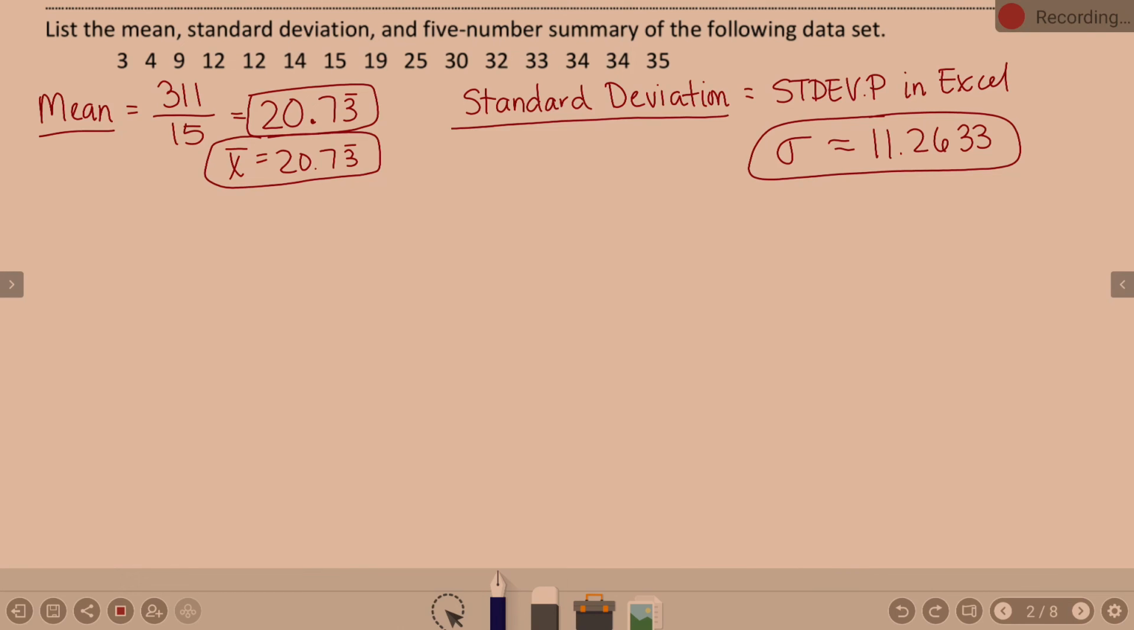I'm going to recopy my numbers down here so I have room to work on them. 3, 4, 9, 12, 12, 14, 15, 19, 25, 30, 32, 33, 34, 35. I'm doing that so I can mark them all off. I think that's the easiest way. Count your numbers. Should have 15 numbers.